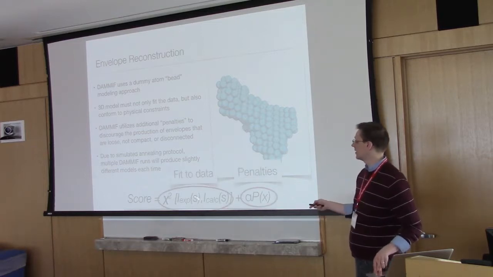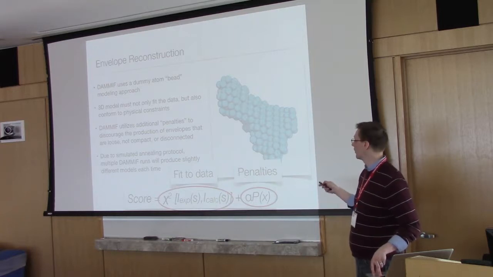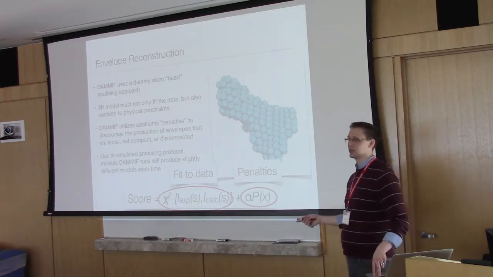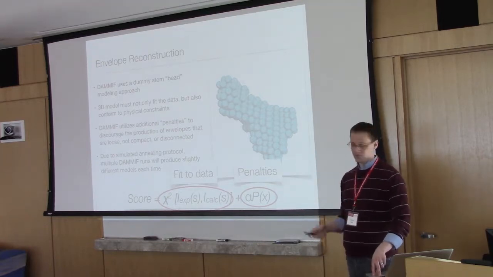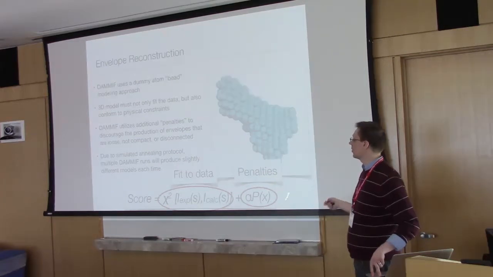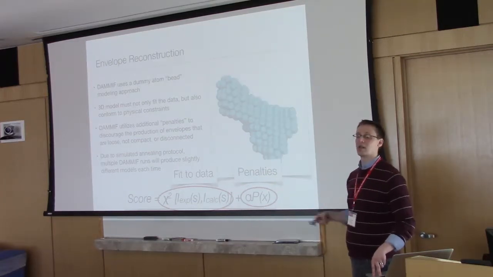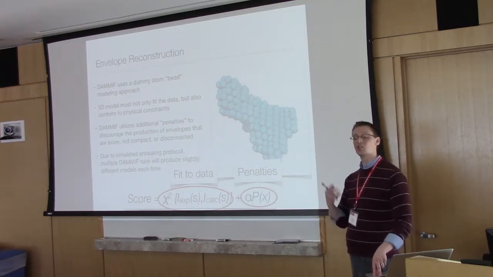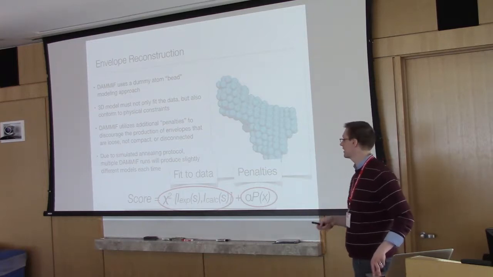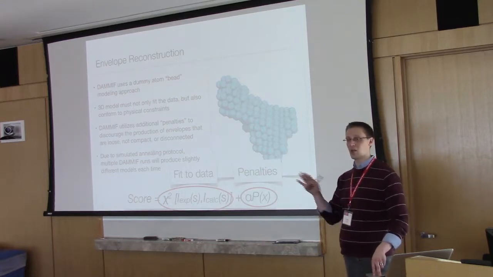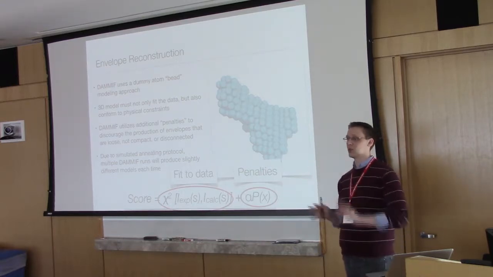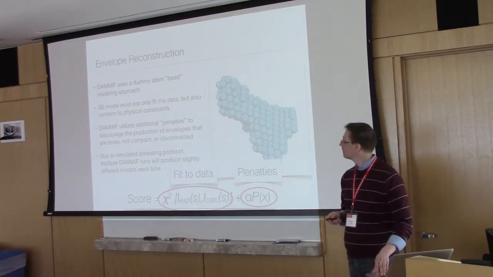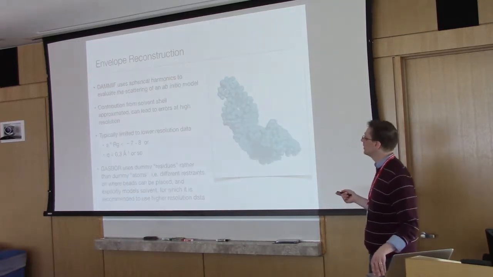Your fit to your data is how well your experimental data and the calculated scattering profile from your model fit. But it also has these penalties, and it comes up with a scoring function. This is how it goes through this process. And it was really these penalties that allowed this to work in the first place. If you just have the fit part without the penalties, you can actually run this if you want to test it out. You can turn off these penalties, set all the weights to 0, and you'll end up with some pretty crazy reconstructions.